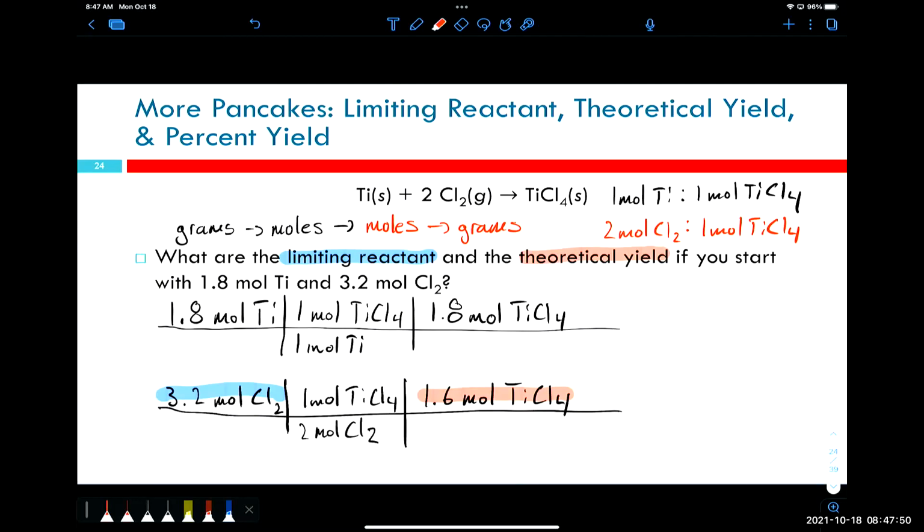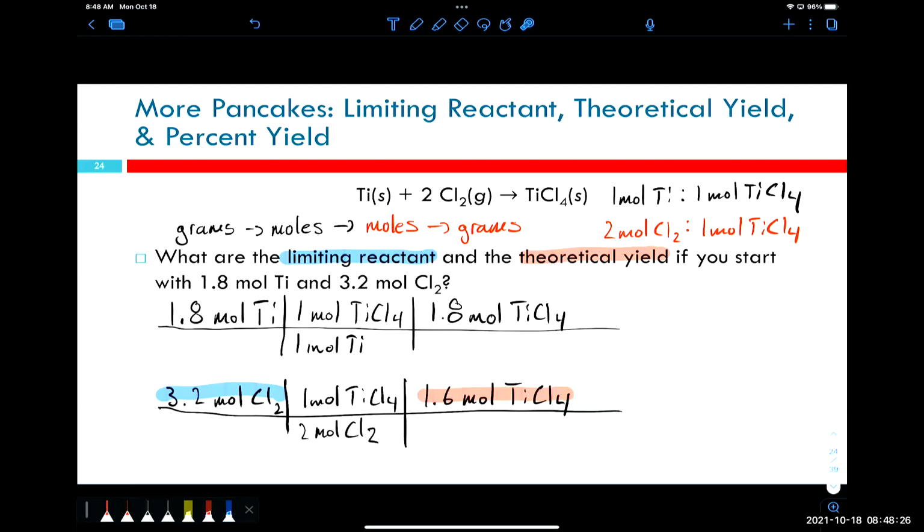Any questions there? Well, the key here is that we're only using 1 mole of titanium for every 1 mole of titanium chloride we produce, but we're using 2 moles of chlorine for every 1 mole of titanium chloride that we produce. So we need twice as much chlorine as we do titanium.